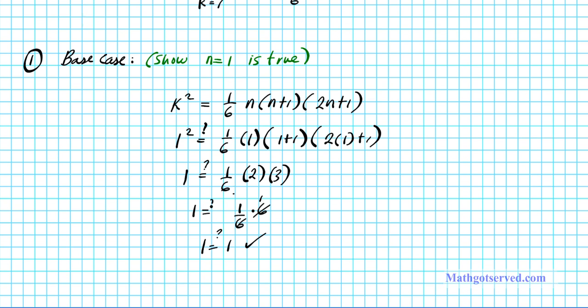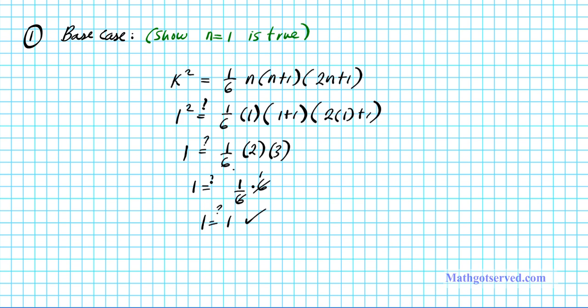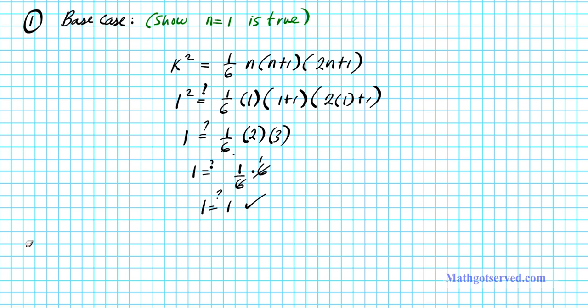Now that we've done our base case, let's move to part 2, or step 2, which is the inductive hypothesis. For the inductive hypothesis, we're going to assume that n equals m is true.